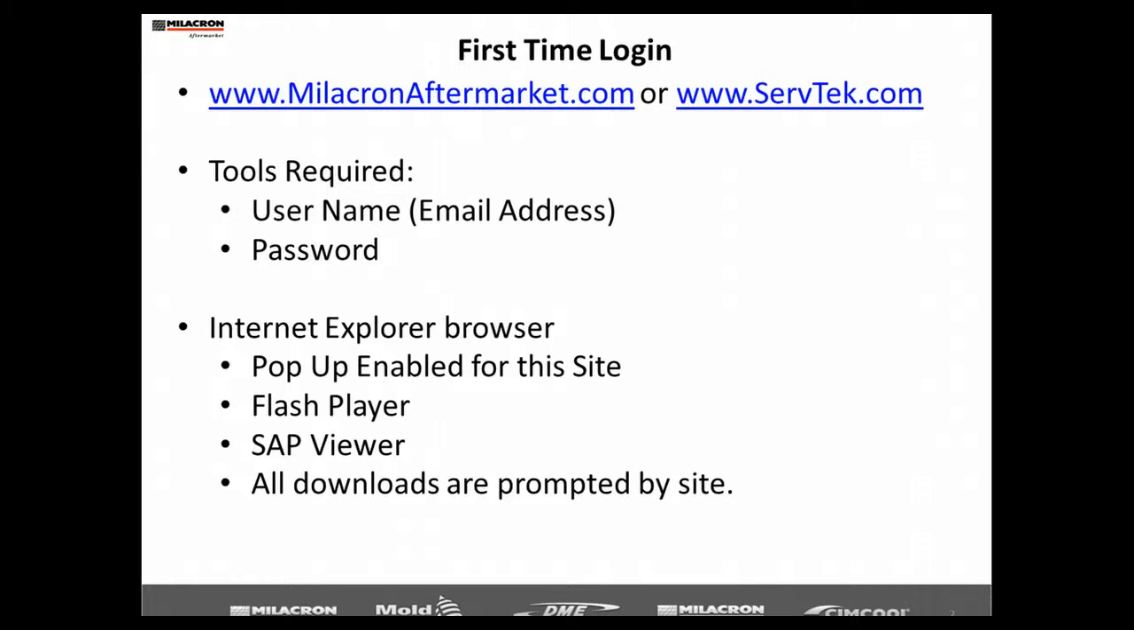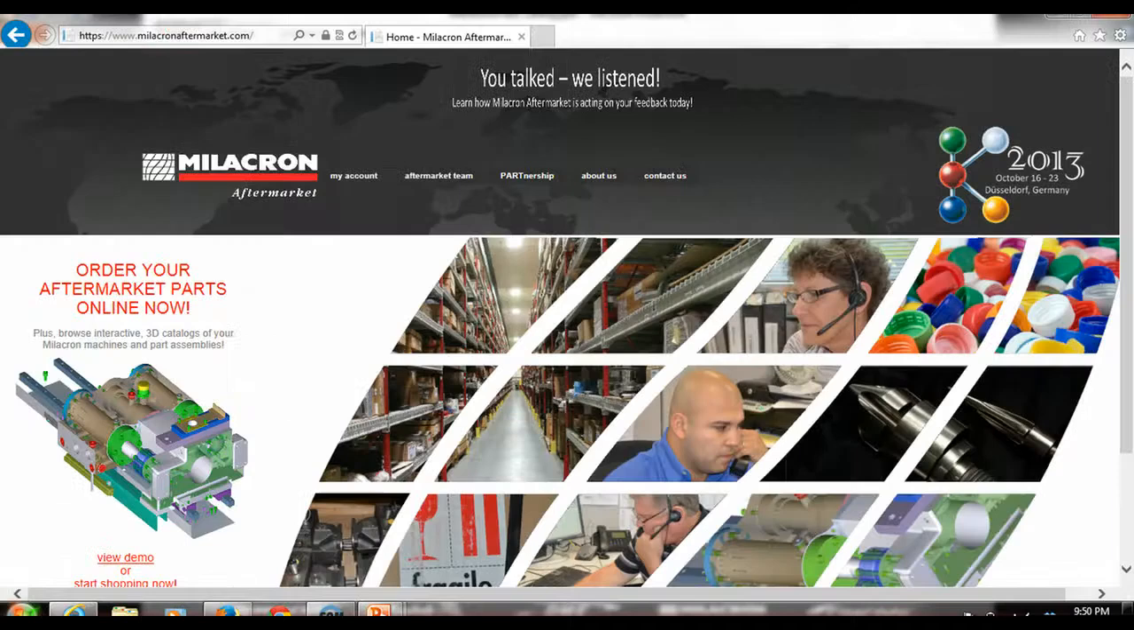So the first time you log in, you can log in through www.millicronaftermarket.com or through www.servtech.com. The tools that are required are a username, which is more commonly your email address, and a password. First, you have to log on through the Internet Explorer browser. Pop-ups are enabled for the site. You have to download a Flash player and an SAP viewer, and all the downloads will be prompted by the site. So I'm going to take you to the site right now and go through the downloads with you so you can watch the detail of that happening.